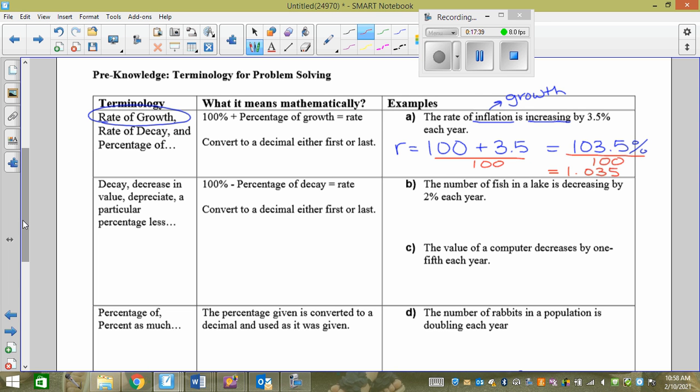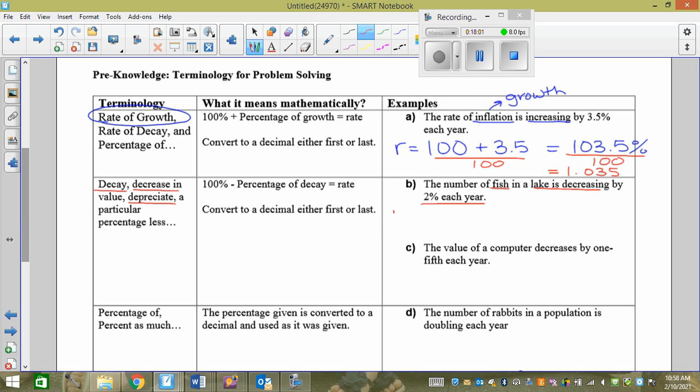Subtract it. I know, it's fantastic. So we're going to go 100% minus the percentage of decay. If it says decay or it decreases or it depreciates, those are all the same thing. Okay? So here it says the number of fish in a lake is decreasing. So here's my fish. The number of fish in a lake, my 5 fish, is decreasing by 2% each year.